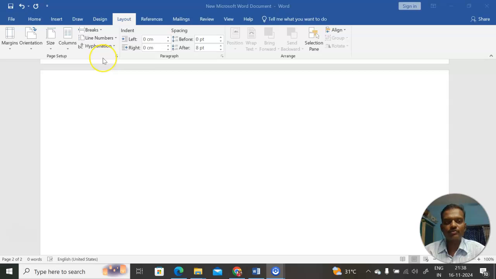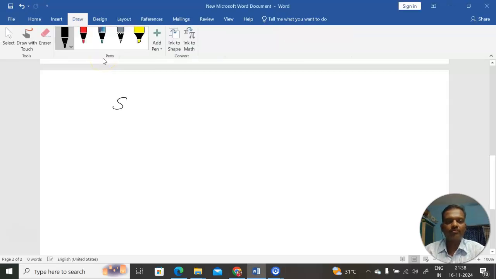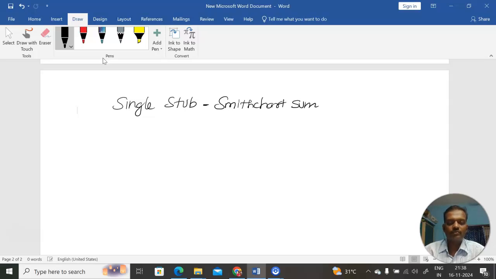So, good morning, students. Today we are going to see about a single stub. Okay, single stub Smith chart sum. So here this is type 1. So what is meant by type 1 means simply they ask you to find what is the length. Okay. So what is the length of that?